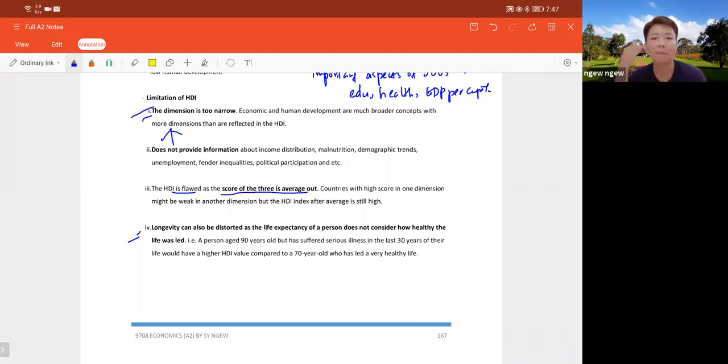It is a point that we can ponder. It is a very philosophical aspect that we need to ponder, that I always like. Okay, so that is HDI.